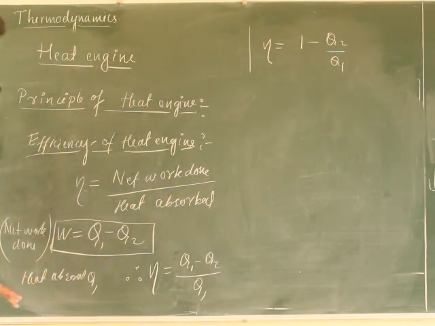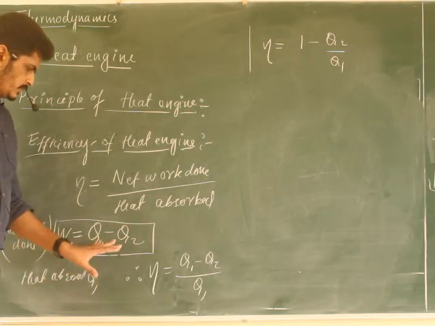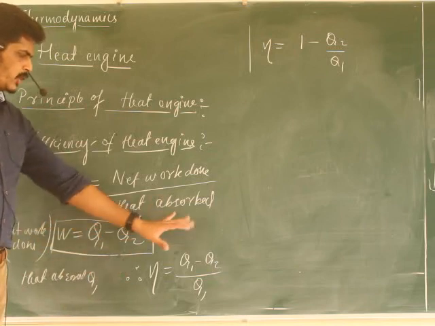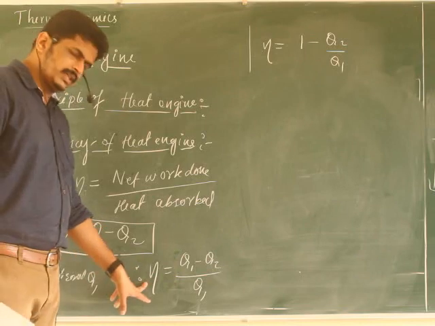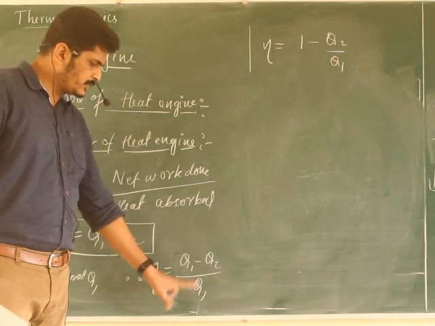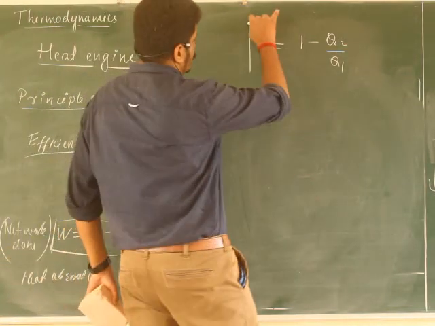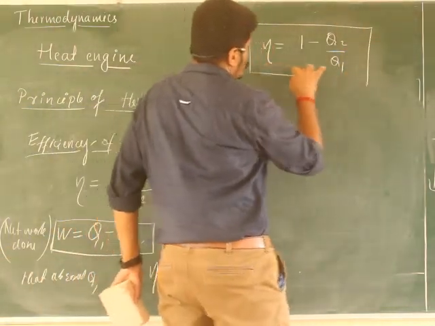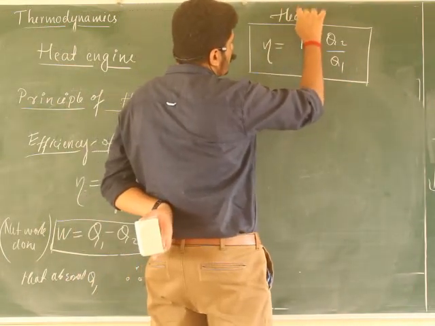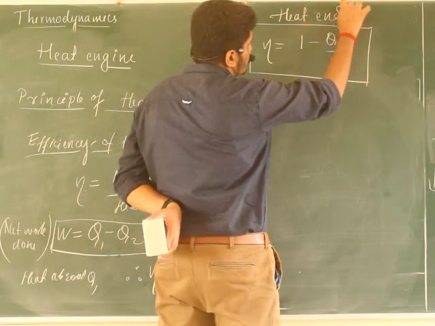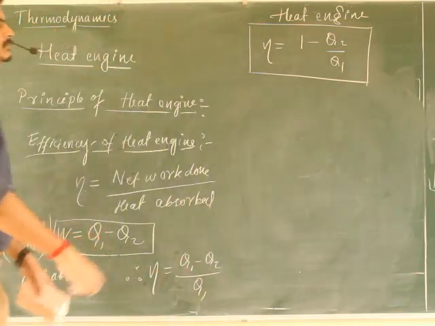That is the difference between heat supplied and utilized. Next is heat absorbed. Of course, it is Q1, the amount of heat absorbed by the system. So eta, the efficiency, is Q1 minus Q2 divided by Q1. Finally, we can write the equation: efficiency eta is equal to 1 minus Q2 by Q1, for a heat engine.